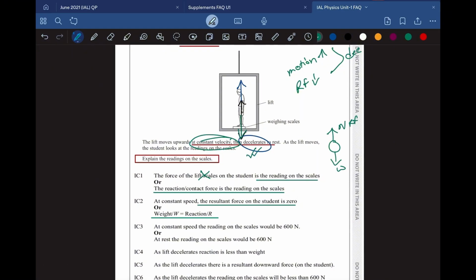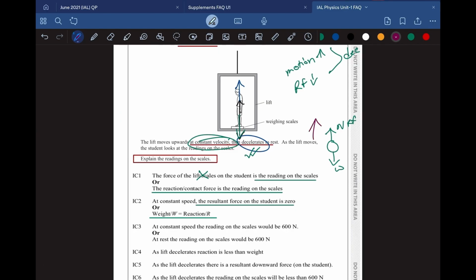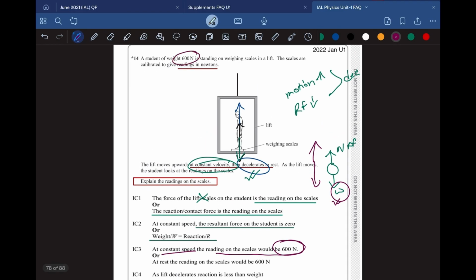But when it started decelerating, that means despite its motion being upward, its resultant force is downward. That's why it is decelerating, and the resultant force downward means the weight is the greater force, because weight is acting downward, rather than the upward normal reaction force. So at constant speed, the reading on the scale would be 600 Newton, exactly what his weight is.